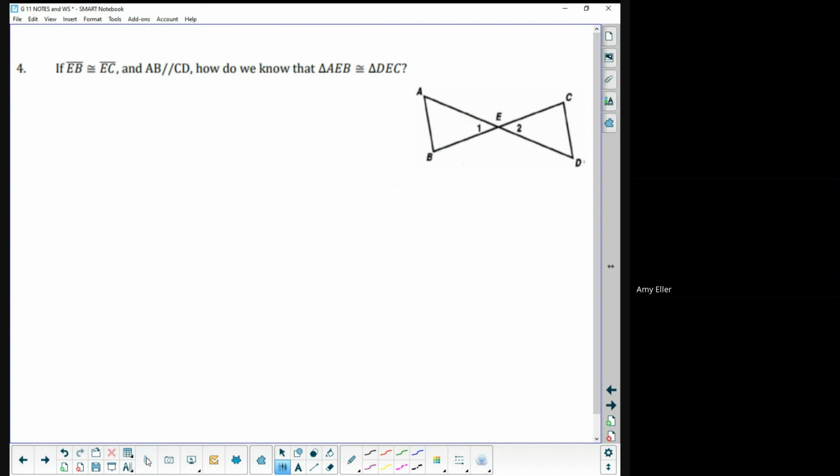Let's get started. If EB is congruent to EC, is that a side or angle? Side, because it's 2 letters. Find side EB. Mark it the same as EC. That is not because of bisect, that's because it was just given to me.